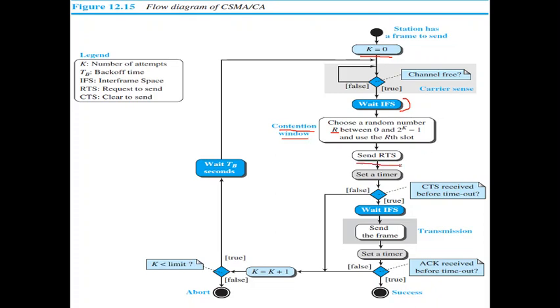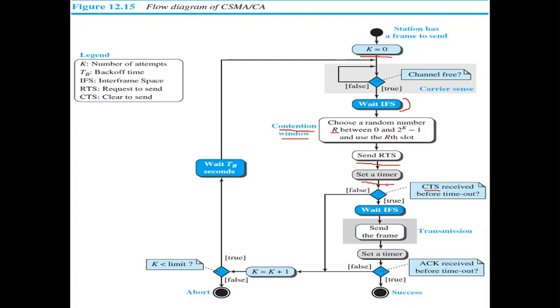Now this concept is mainly used in wireless communication, where RTS and CTS are what we call control information. RTS will be sent by the sender and CTS will be sent by the receiver. This is a control frame, which is transmitted before we actually send the data frame. That is why, after waiting for some contention window, it will send an RTS. RTS stands for request to send, and it will start a timer.